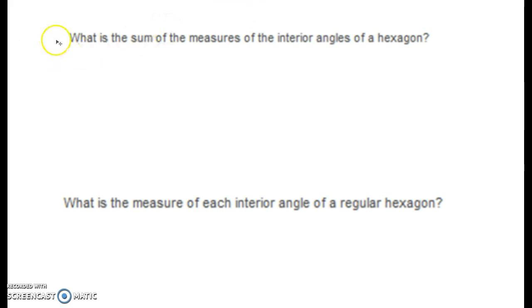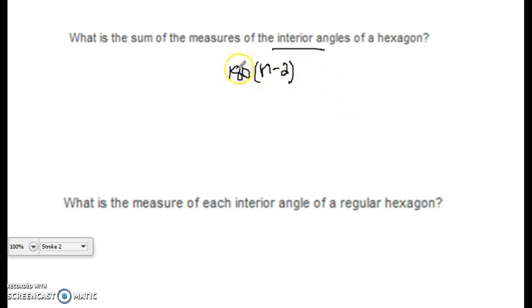Alright, so the first question says, what is the sum of the measures of the interior angles of a hexagon? In order to do this, we need to know our formula. To get the sum of the measures of the interior angles of any figure, we take the number of sides, subtract 2 from it, and then multiply it by 180. So it looks like this: number of sides minus 2 times 180. Sometimes you'll see the 180 in the front, sometimes in the back, but that's our formula. That'll tell us the sum of the measures of the interior angles.